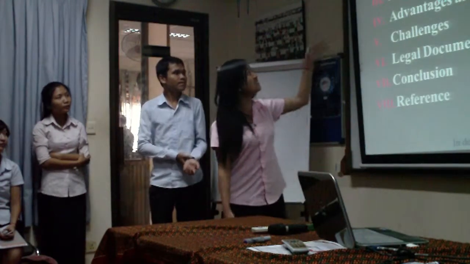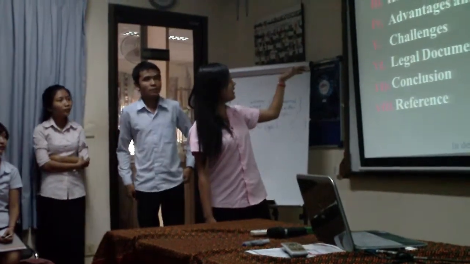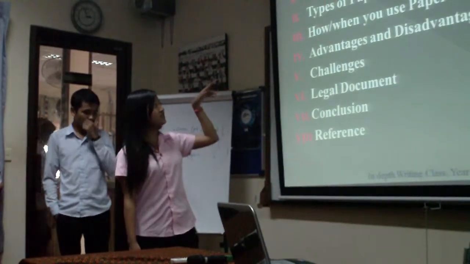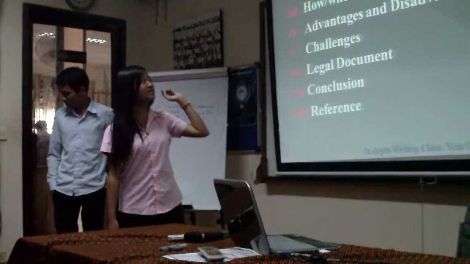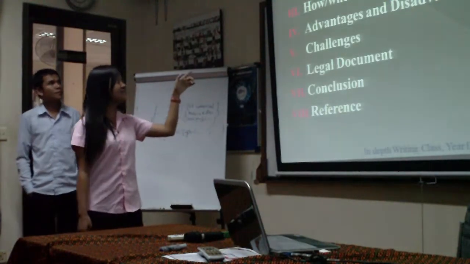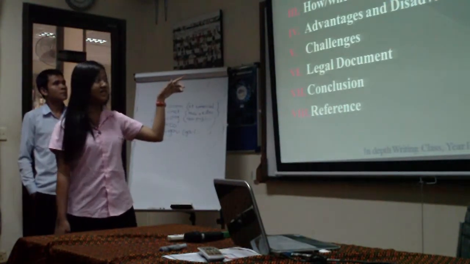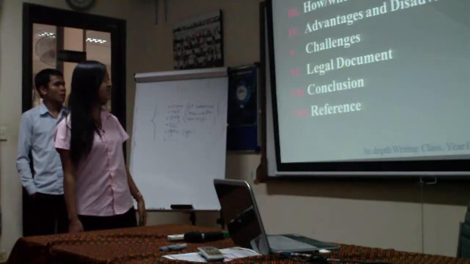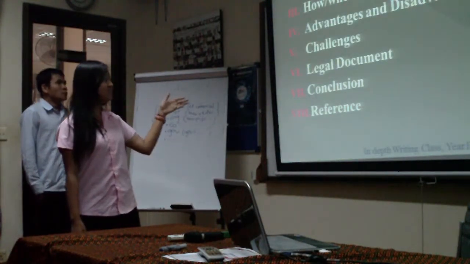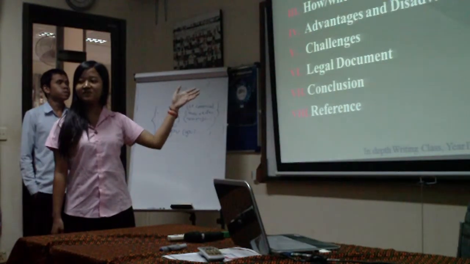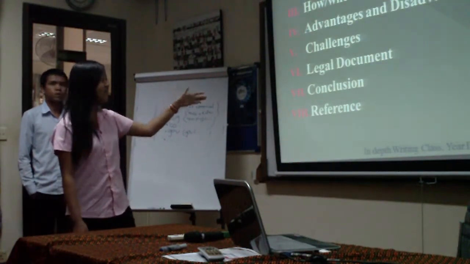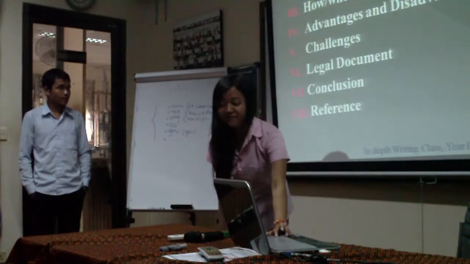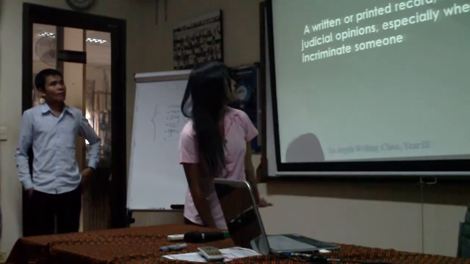Here is the content of our group. We divide into 8 parts until the reference. The first is what is a paper trail, second the types of paper trail, third how and when you use a paper trail at the right time, the fourth is advantage and disadvantage, fifth challenges, sixth legal document, which means legal paper trail, and then conclusion and reference. So let's jump to my point about the definition of the paper trail.